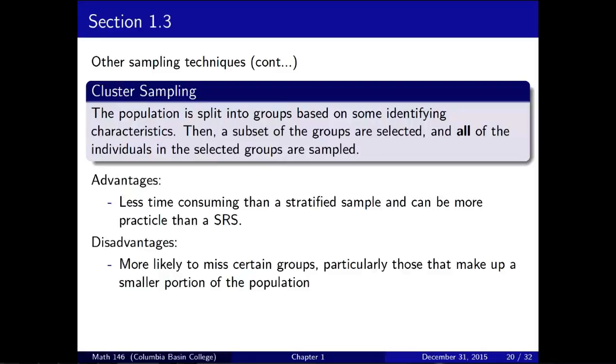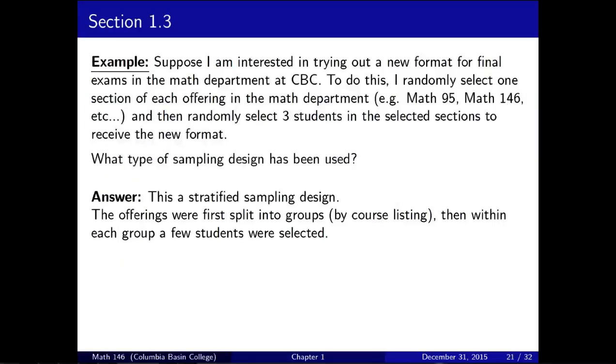Okay, and we'll see that in an example I'm about to give you. All right, so let's look at this. In this example, I'm interested in trying out a new format for final exams at the math department. So to do this, I'm just going to randomly select one section of each course offering. So I've split up all of the math courses at CBC by their number. Okay, so 95, 146. And then I'm going to go into one section of each of these, and I'm going to randomly select 3 students in each section, and they're going to get a new format of the test.